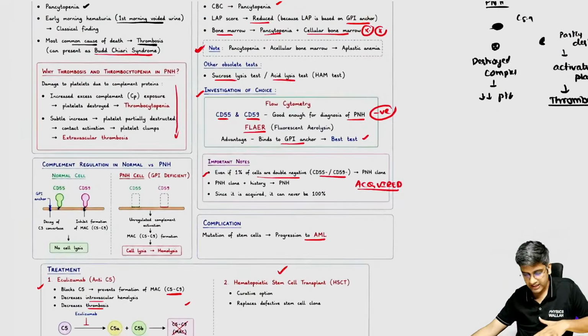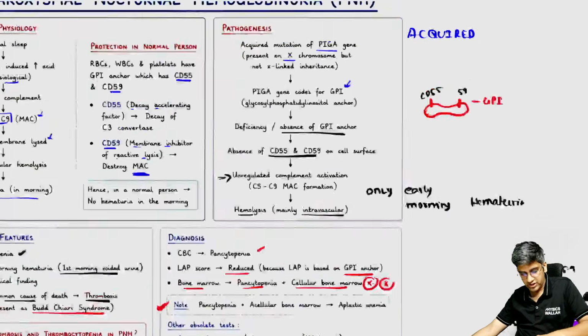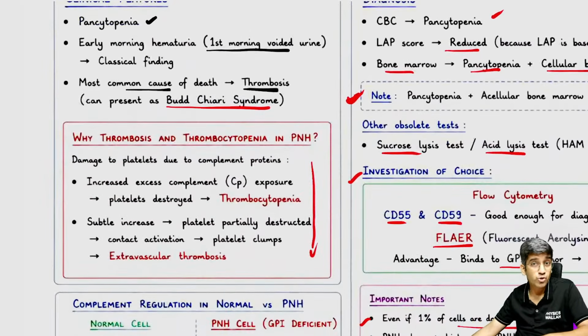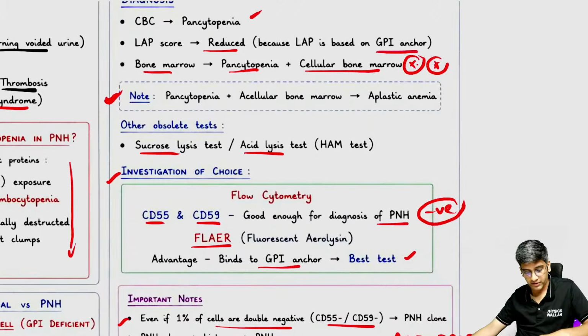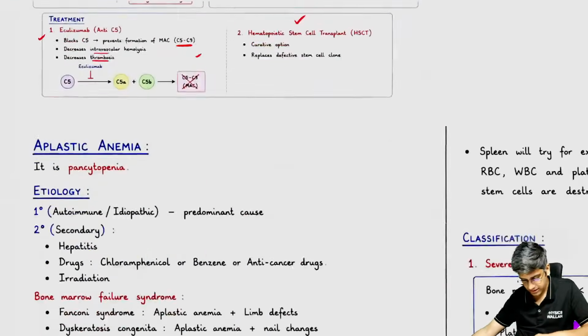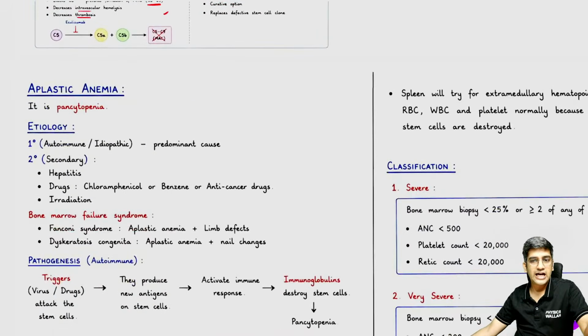That's regarding PNH. We know the pathogenesis, why it happens. We know the classical symptoms. We also know why thrombosis happens in spite of having thrombocytopenia. We know the diagnosis, investigation chart, and also the treatment. Perfect. Aplastic anemia. Okay, the last gain of RBC disorder.